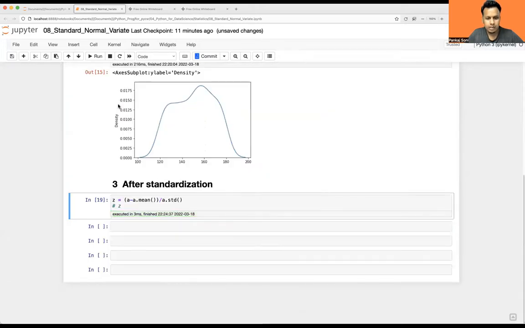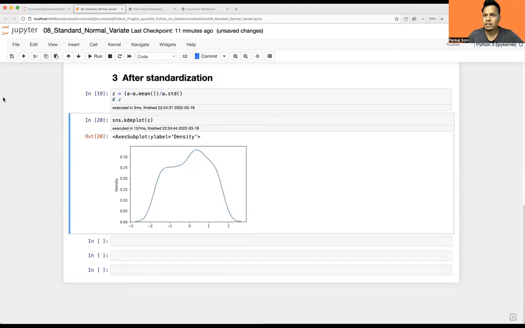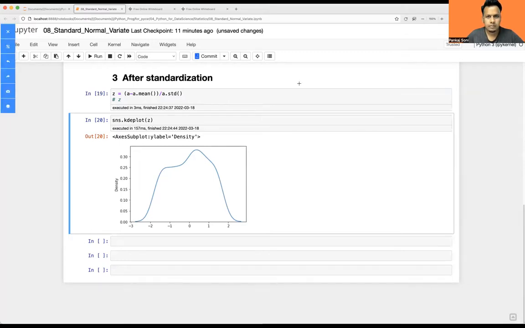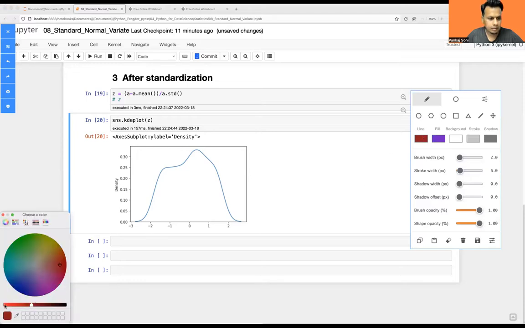Now we are going to plot this and see the magic here. SNS dot kdeplot z. Okay. See here what is happening. So after plotting, let me use some color here. Take some color.